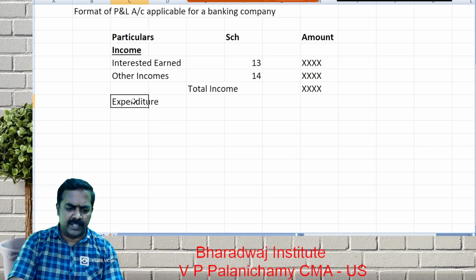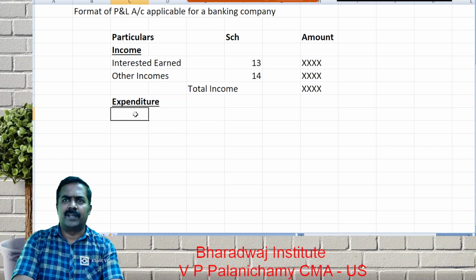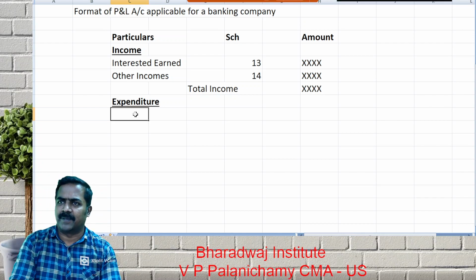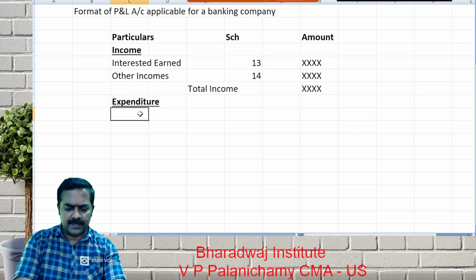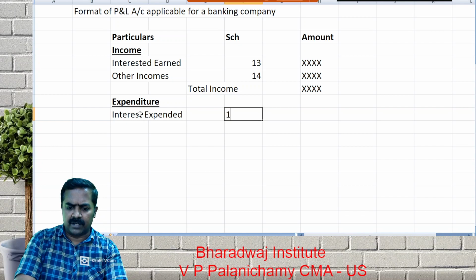They are not using the word expenses. We have used the word expenditure, so let us continue as it is, because lawmakers will not know the difference between expenditure and expense. So let us continue as it is. Revenue expenditure only. Interest expended. That will be in schedule 15.